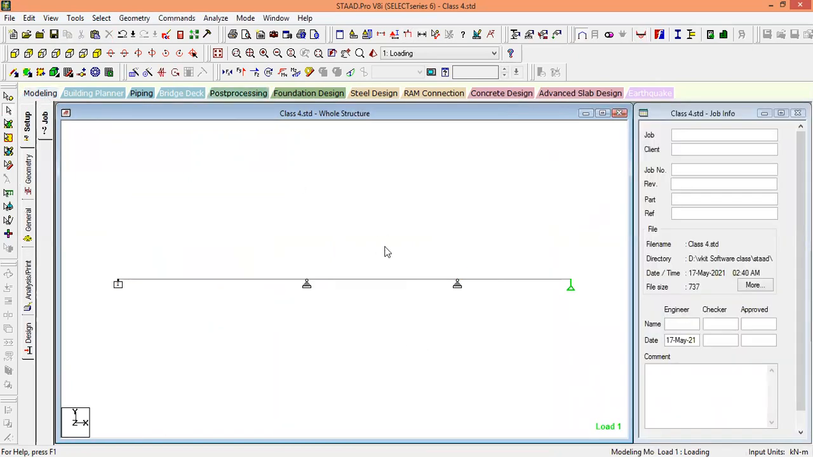This completes the problem on sinking of supports and inclined loads. Thank you for attending.